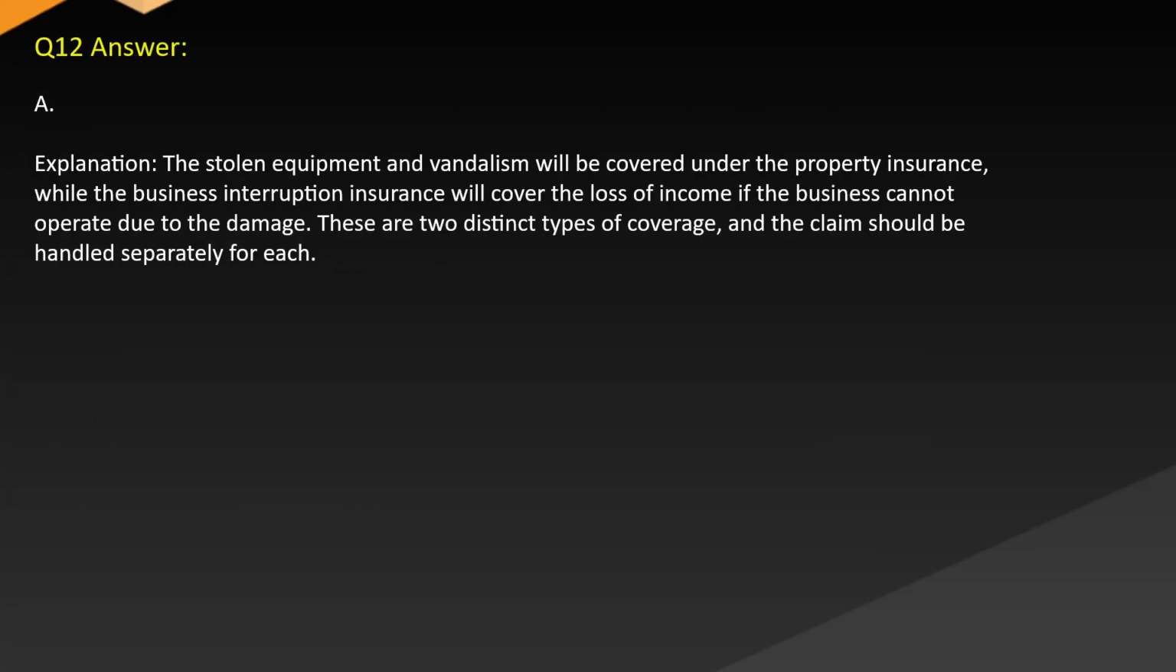Answer A. Explanation. The stolen equipment and vandalism will be covered under the property insurance, while the business interruption insurance will cover the loss of income if the business cannot operate due to the damage. These are two distinct types of coverage, and the claim should be handled separately for each.